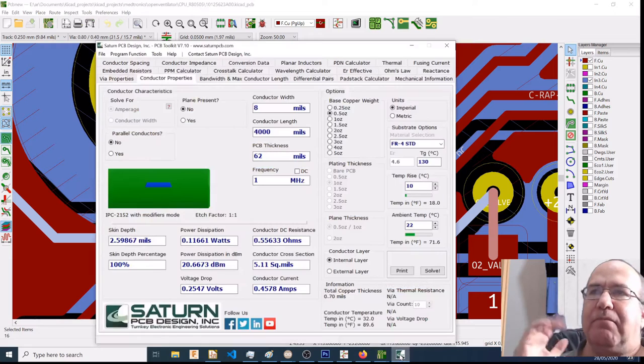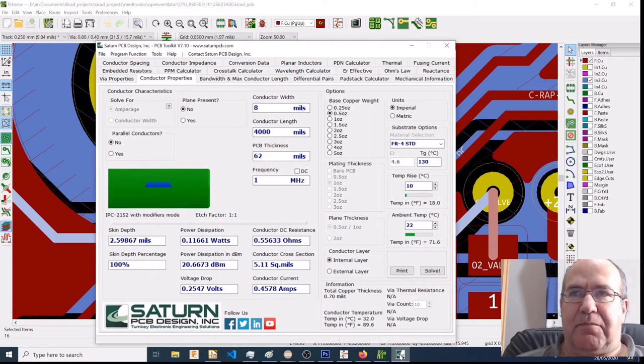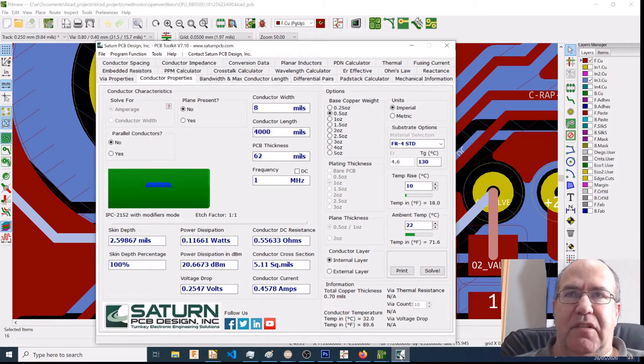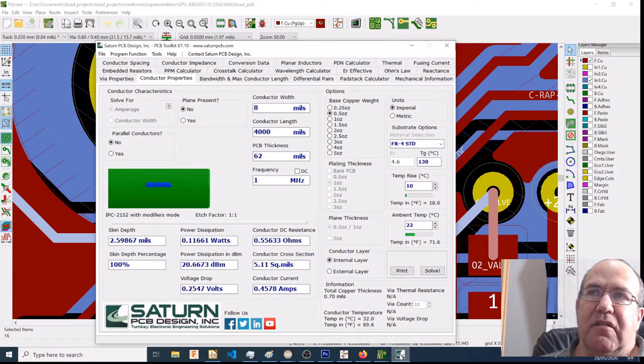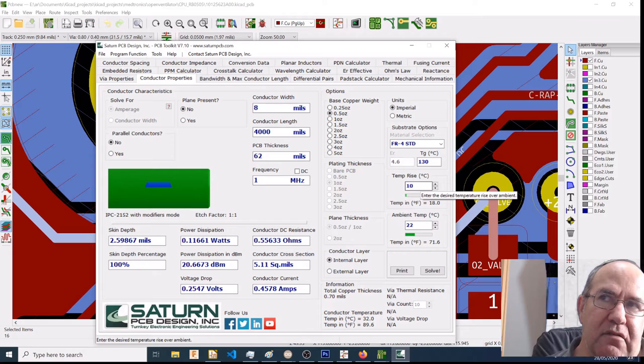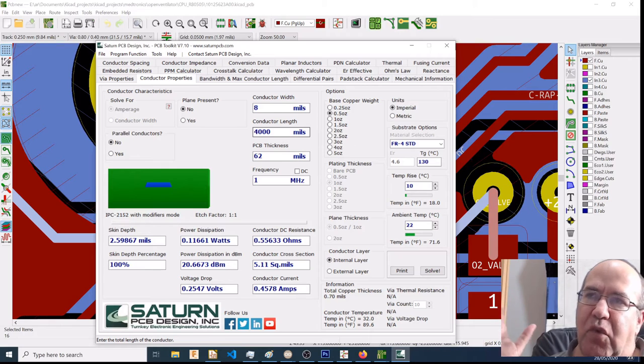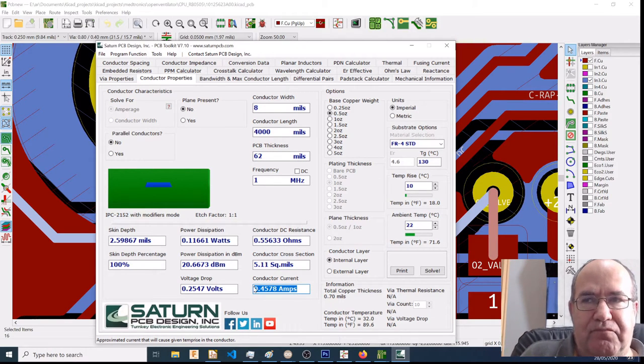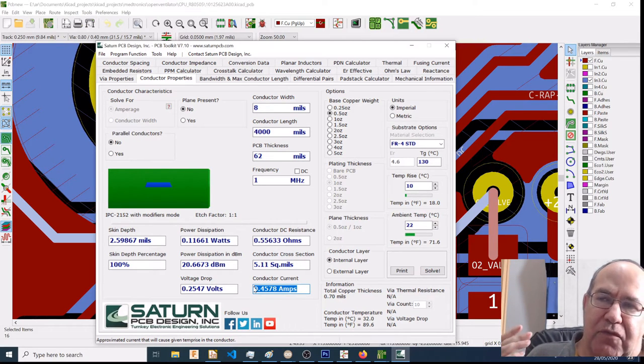Not to waste time, I have open Saturn PCB with a temperature rise of 10 on an 8mm trace, 4,000 mils is 10 centimeters roughly, is going to have a maximum current of 0.45.